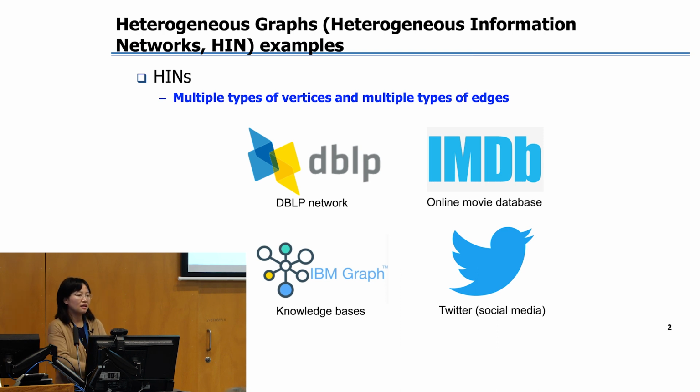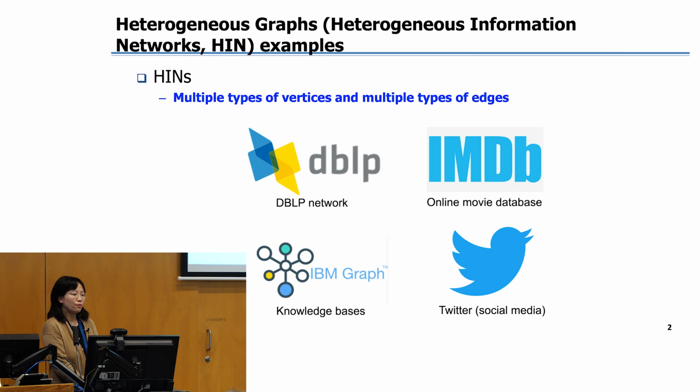HIN, differently, is motivated by some novel real applications recently. It considers applications where we not only have graph data, the data in the network structure, but also want to differentiate the different types of vertices and the different types of edges.